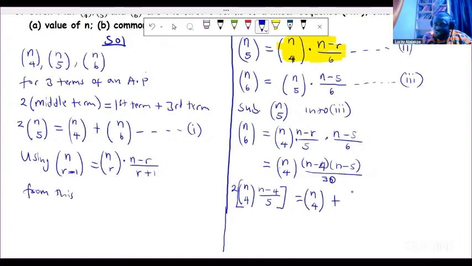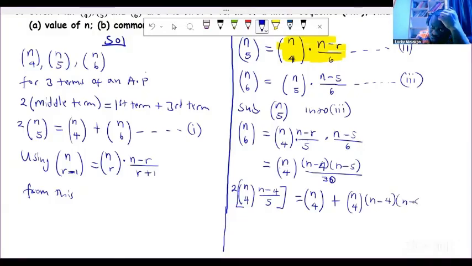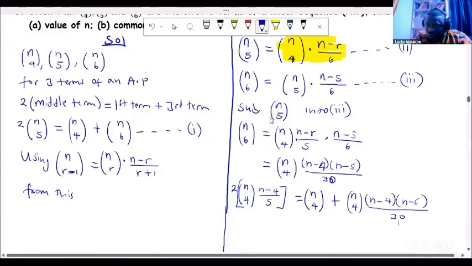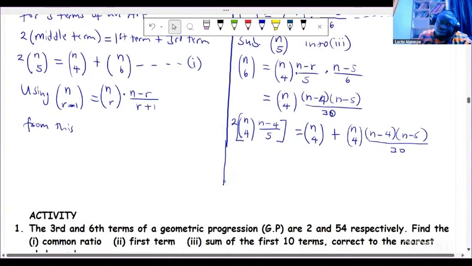N combination 6 is still n combination 4, n minus 4, n minus 5, everything over 30. Okay, it's now making sense. So now I have n combination 4 everywhere. So I will divide through by n combination 4.